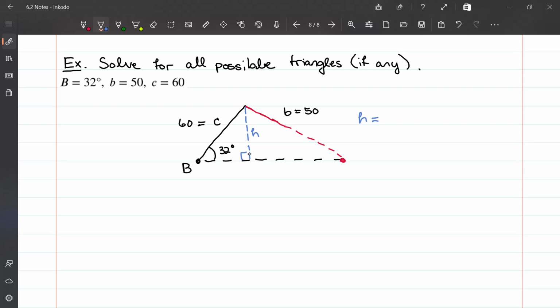Since I have made a right triangle, the bottom corner has an angle of 32 degrees, and it has a hypotenuse of length 60. What I'm going to do is take that length of 60 and multiply it by sine of 32 degrees. That way, because I know that sine of 32 degrees should be h divided by 60, multiplying by 60 should get rid of the division, and I should just be left with h.